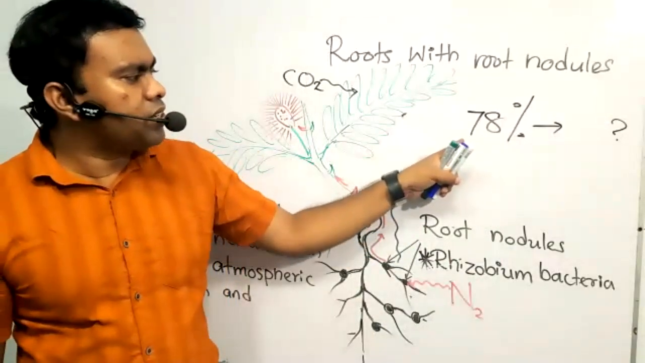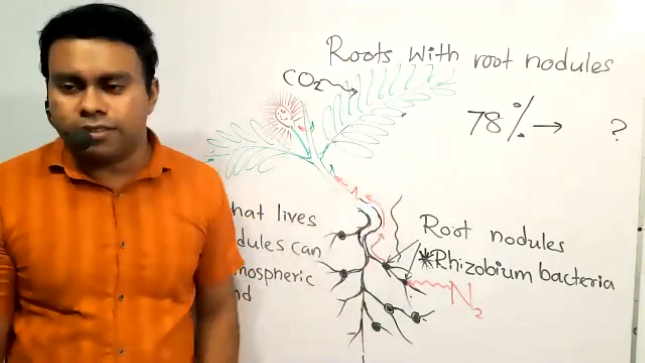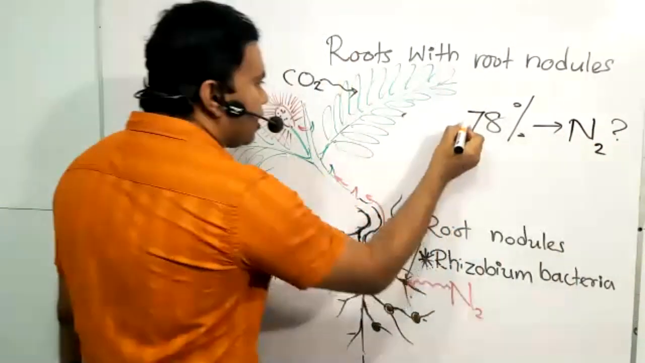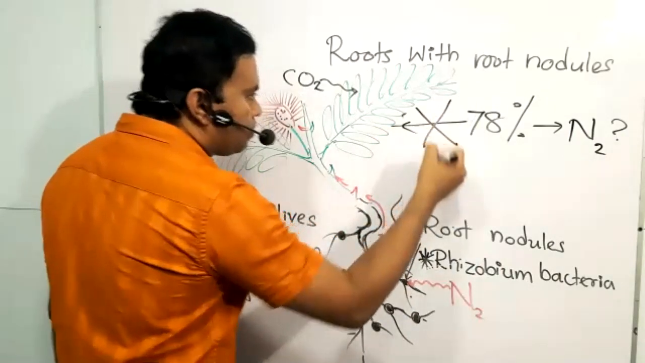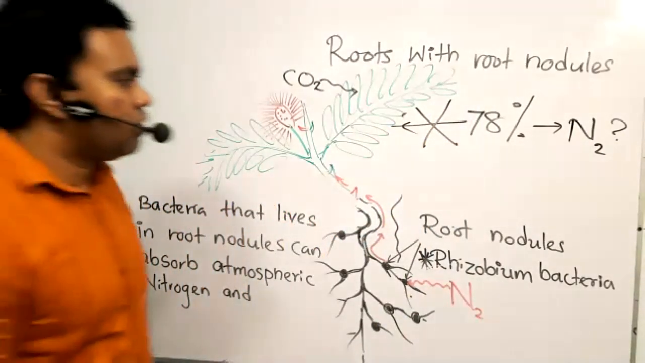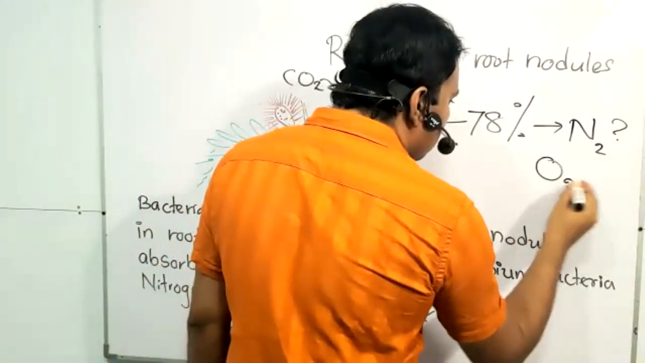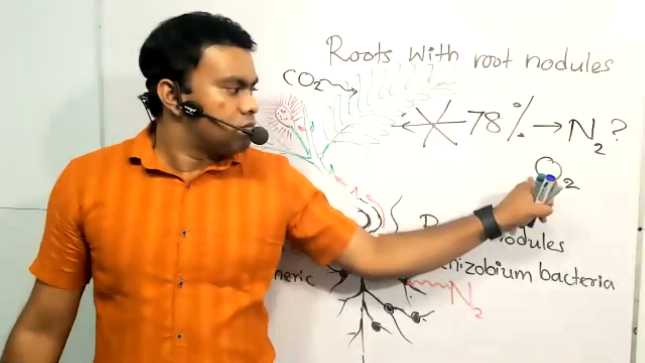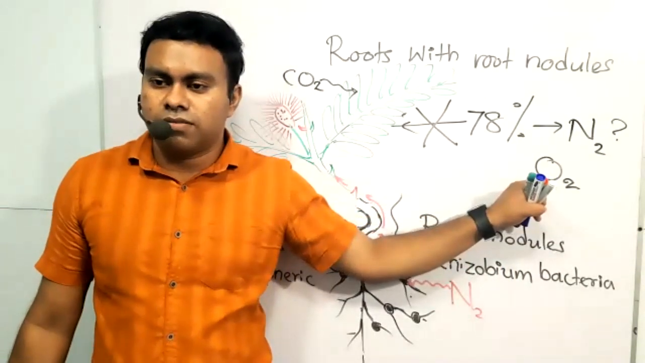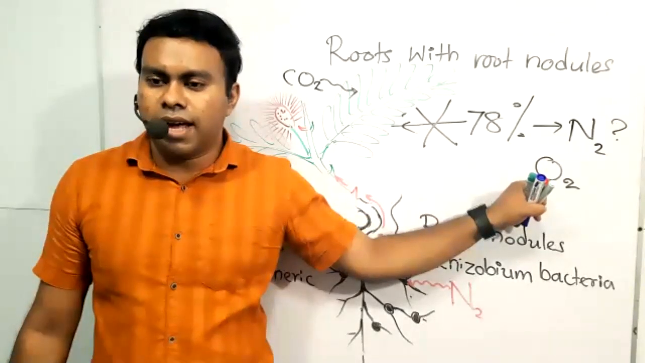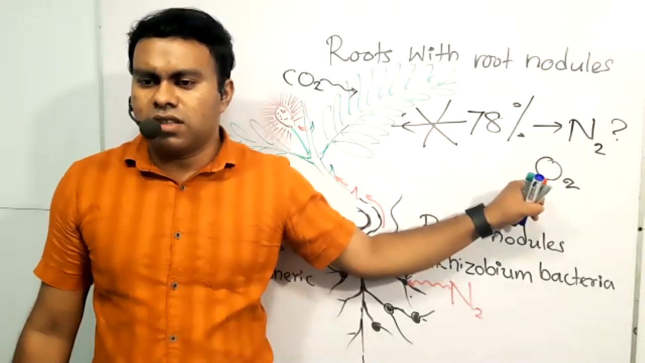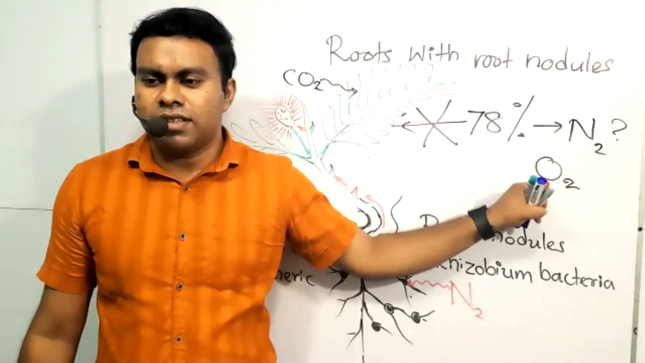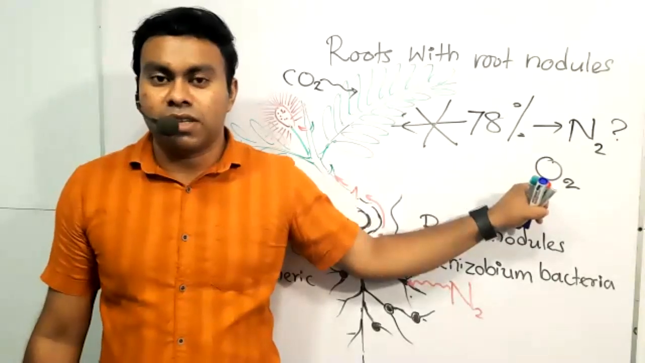Yes, this nitrogen cannot be absorbed directly. So that gas is N2. It cannot be absorbed. What about oxygen? Can this oxygen gas be absorbed? Yes, oxygen can be absorbed. When does it happen, in the daytime or night time? Yes, at night time, oxygen is absorbed.